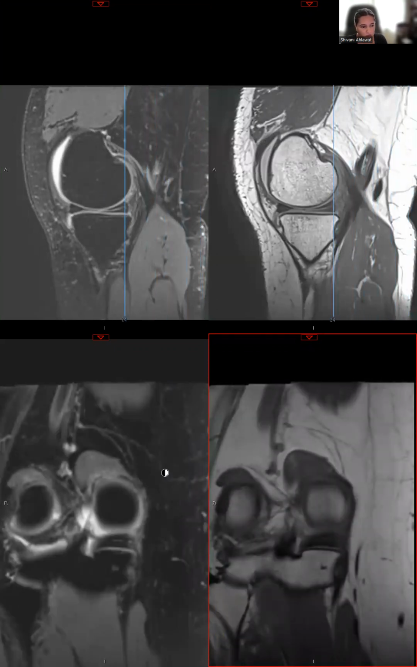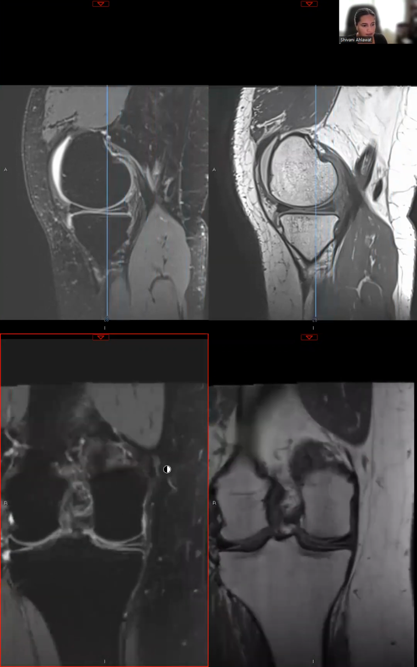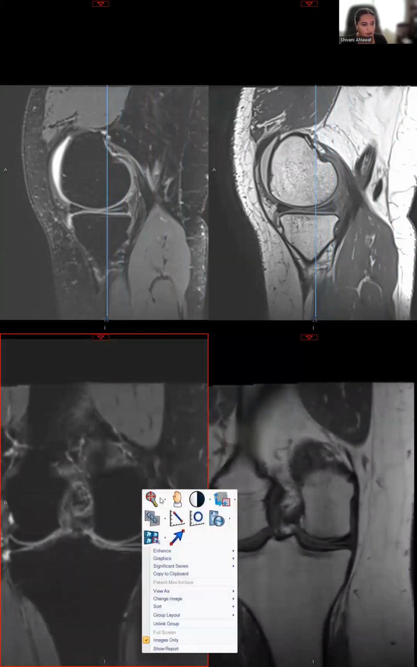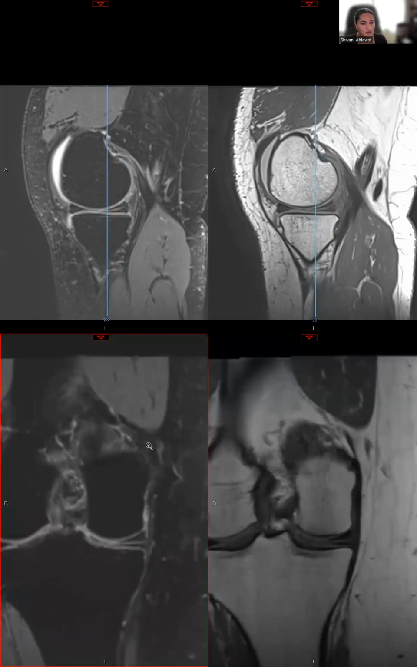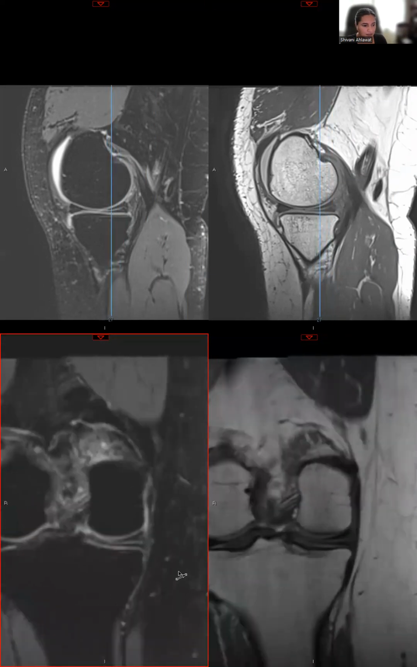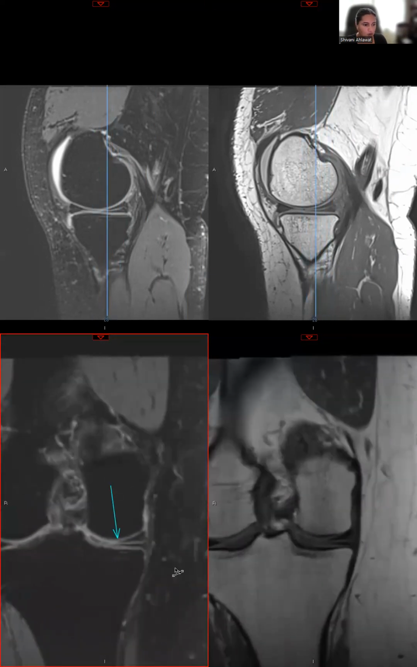So that's the posterior horn. And we can see it surface right here on the coronal image as well. So this meets criteria for a horizontal tear of the medial meniscus, body, and posterior horn. It's a common type of tear that we see in clinical practice, and there's no uncertainty in our minds with regards to the abnormal signal surfacing.